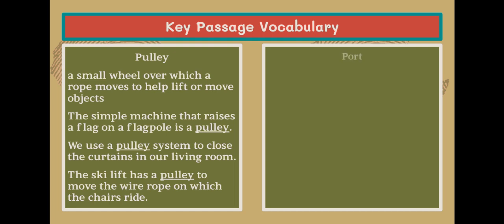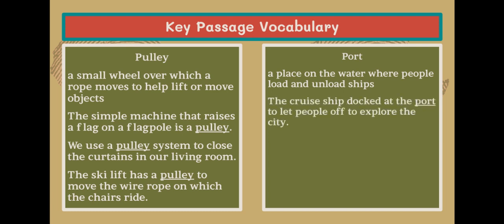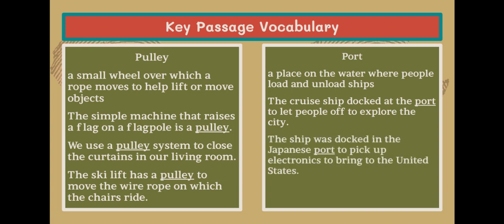Let's read the next word together. Port. A port is a place on the water where people load and unload ships. The cruise ship docked at the port to let people off to explore the city. The ship was docked in the Japanese port to pick up electronics to bring to the United States. The fisherman returned to his home port with a load full of fish.